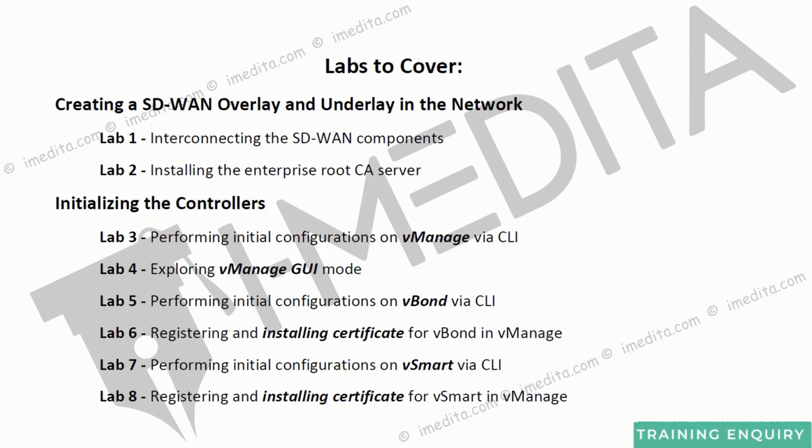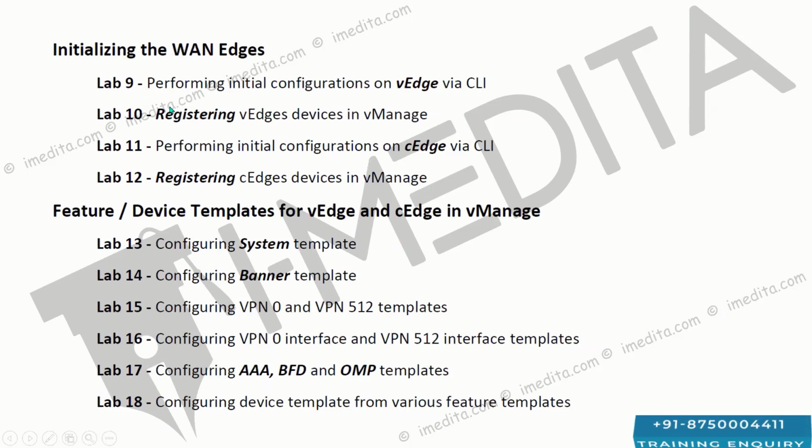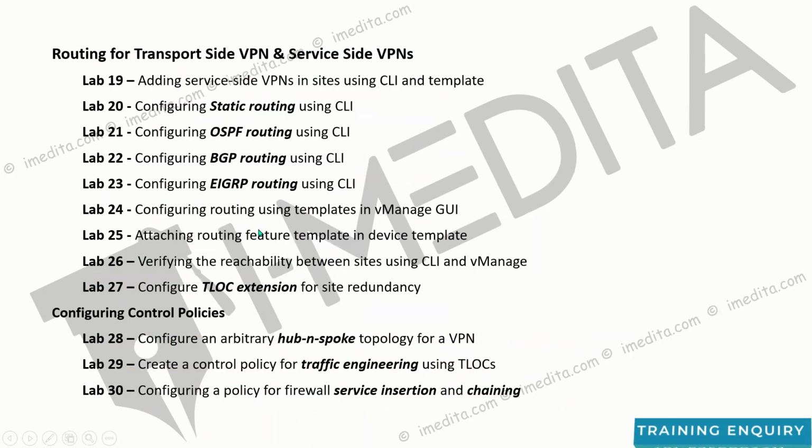So first of all, we will provide the connectivity, and then we'll talk about the controllers, like how to install the vManage controller, how to install the vBond controller, how to install the vSmart controller, and how to configure the things on the vManage, vSmart, and vBond. All that we will talk about. Then the WAN edge routers, performing initial configurations on the WAN edge router, registering the vEdge devices onto the vManage, initial configurations on the cEdge, and registering it into the vManage. Then the templates: system template, banner template, VPN template, AAA, BFD, OMP, configuring all these feature templates and attaching them to the devices.